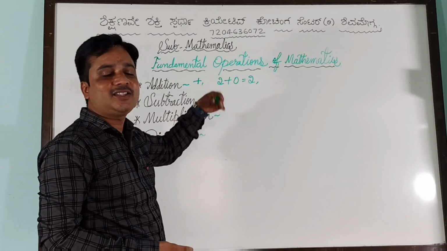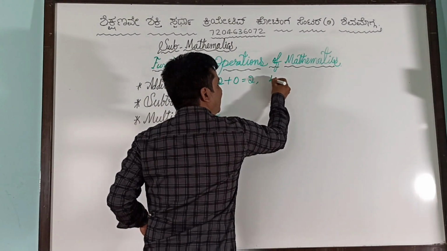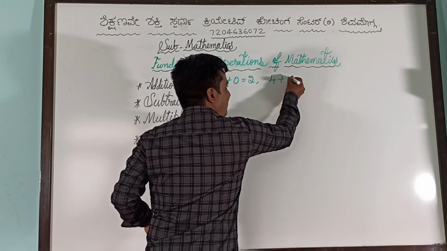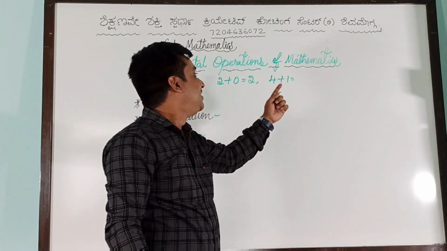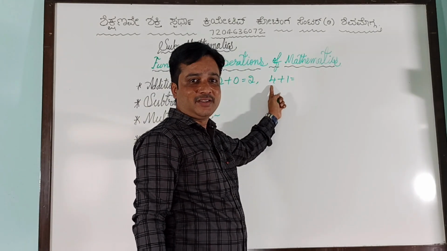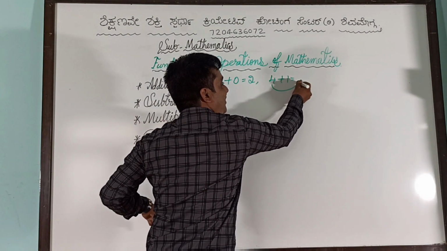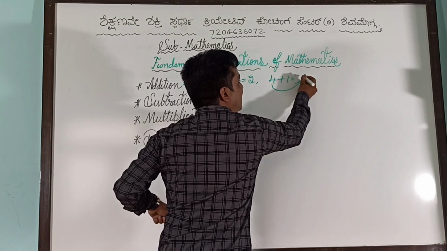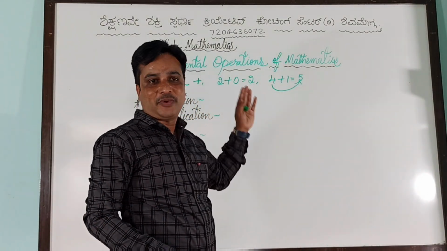Next let's see another property of addition. Any number added by 1, the sum will be the next number of the given number. Here see 4 plus 1. The next number of 4 is what? 5, right? 5. This is the second property.